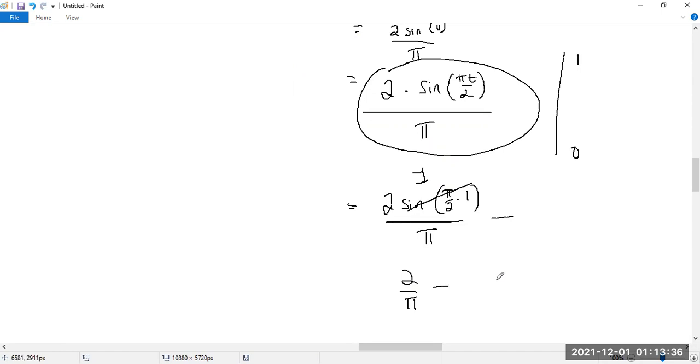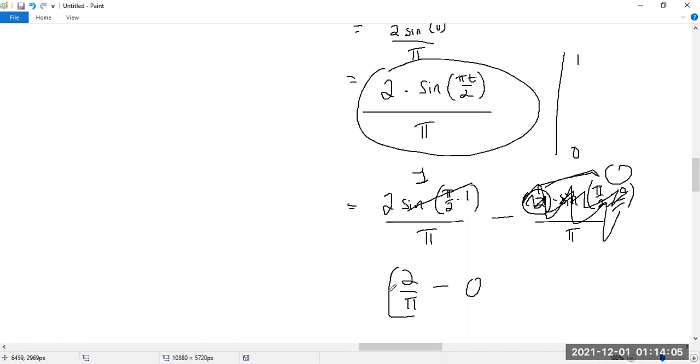Then we minus, plugging 0 into the same function. That's 2 times sine of pi over 2 times 0, over pi. Pi over 2 and 0 multiply, so this becomes 0. Sine of 0 is 0, and 2 times 0 becomes 0. And 0 over pi becomes 0, because 0 over anything is 0. And so this is your answer.